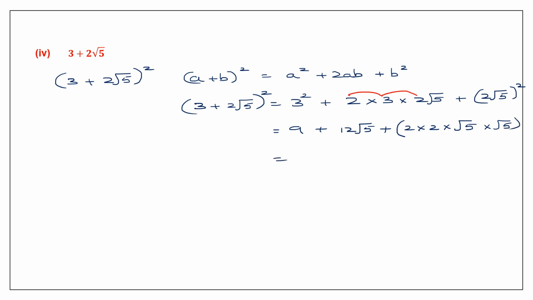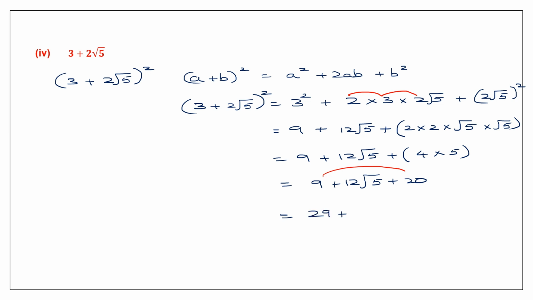So this makes it 9 plus 12 root 5 as it is, plus in brackets we have 2 twos are 4 into root 5 into root 5 is simply 5. So now we have 9 plus 12 root 5 plus 4 5s are 20. Now we can add up 9 and 20. 9 plus 20 is 29 and we have 12 root 5. So this is our final answer, 29 plus 12 root 5.